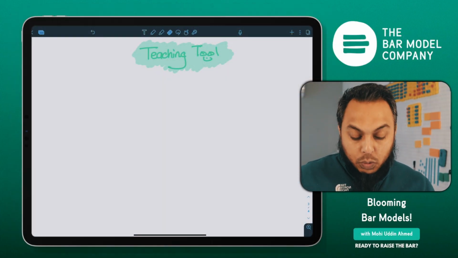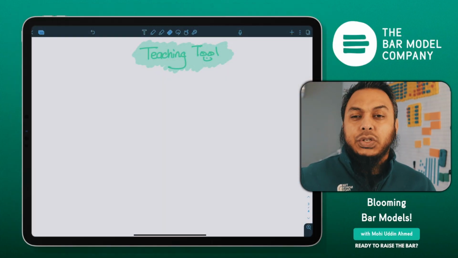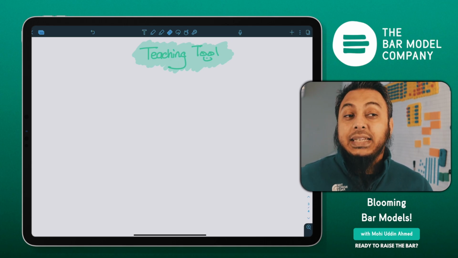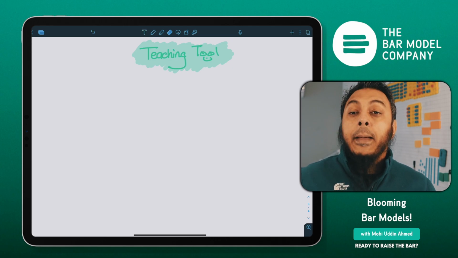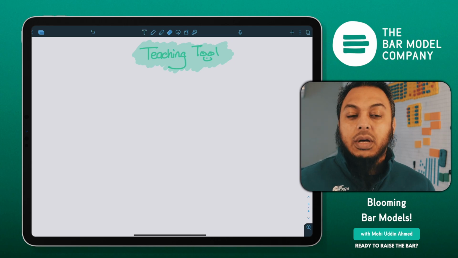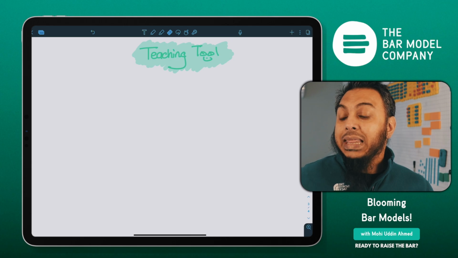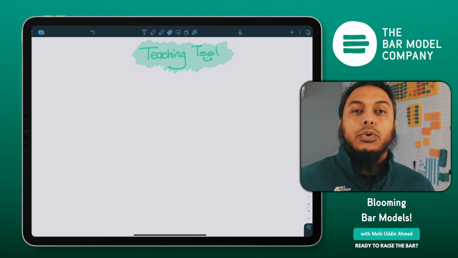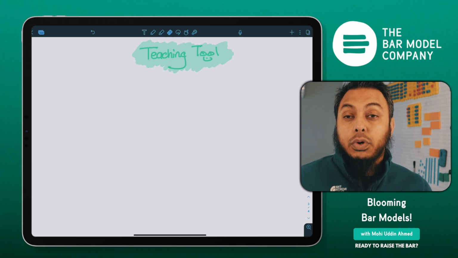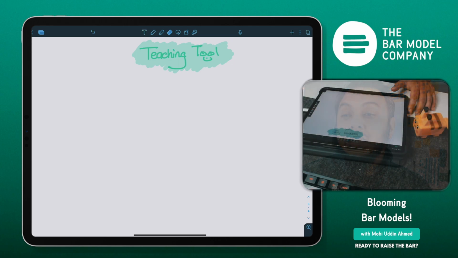So something that I always talk about in our CPD sessions is teaching tools. Using bar model as a teaching tool, not just for problem solving, but as a teaching tool. What does that mean? It means that if you're teaching, for example, how to work out a fraction of an amount, then we can start by looking at bar models. We don't have to wait for problem solving for us to look at the bar model approach. So let's jump on to my whiteboard or my iPad, and hopefully you can see this clearly on your board.